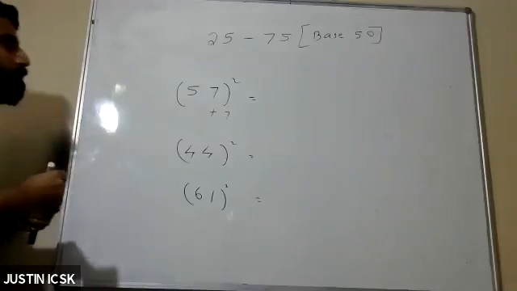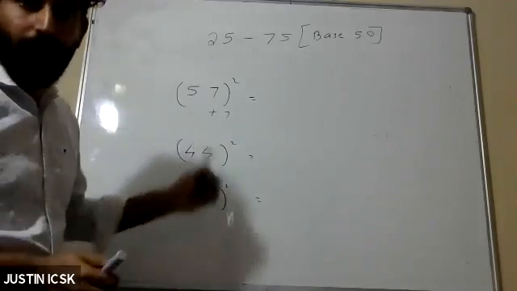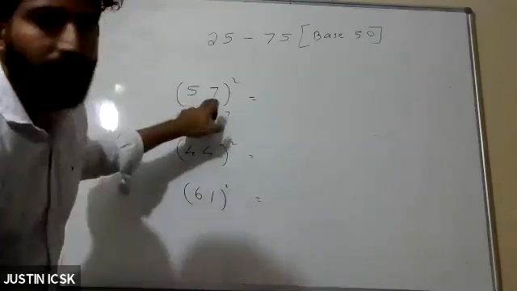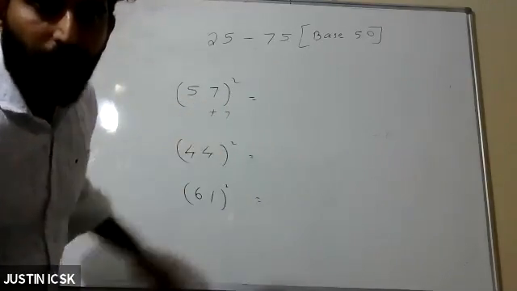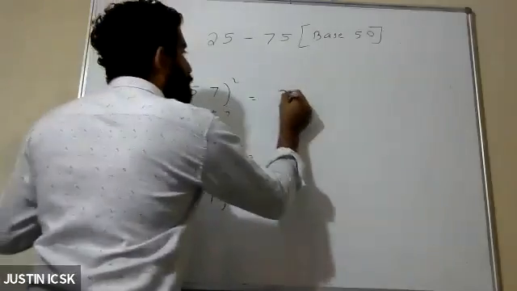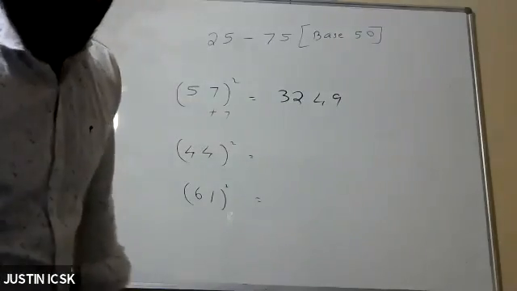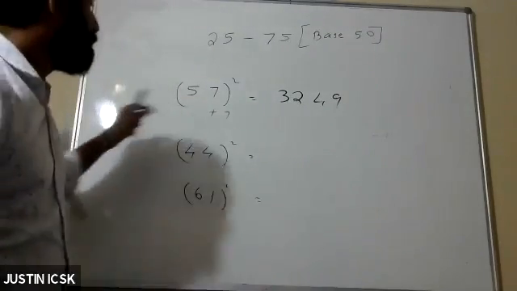Here it is plus 7. Right? So you can keep this in mind, no need to calculate. 57 is plus 7. So 25 plus 7 is 32. Then 7 square is 49. See? 3249. Right? 3249.